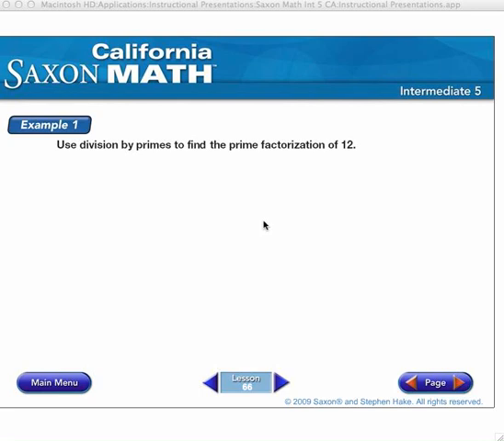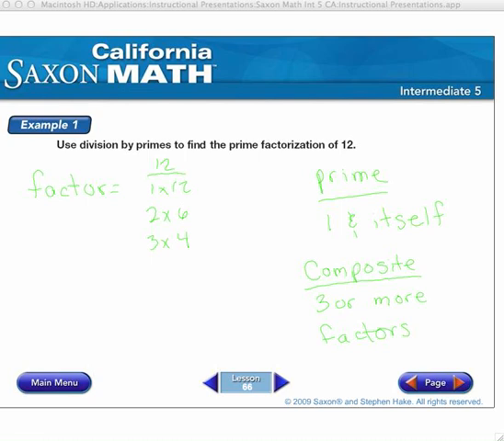Before we talk about what division of primes is, let's do a quick review. When we're talking about division of primes, we need to know about factors. Remember that a factor is any number that can go into a larger number evenly, or a larger number can be divided by equally. Here I have the factors of 12. 1 times 12, 2 times 6, 3 times 4. So 1, 2, 3, 4, 6, and 12 are all factors of 12. They can all go into 12 evenly without any remainders.